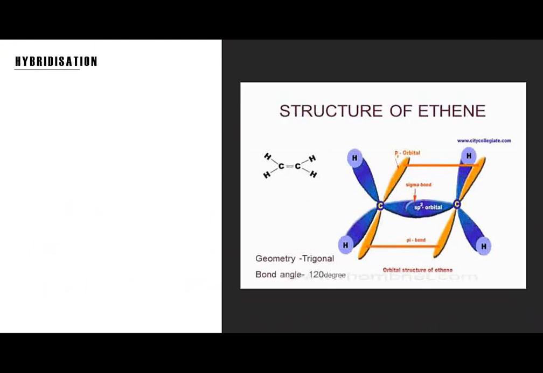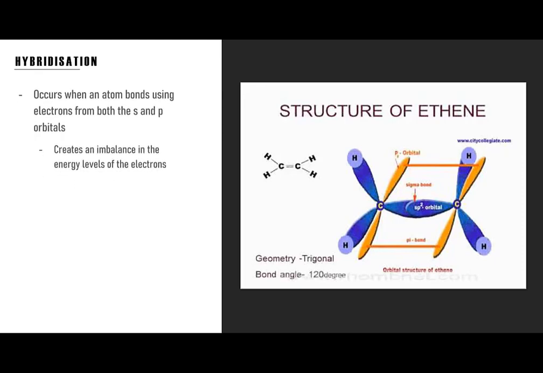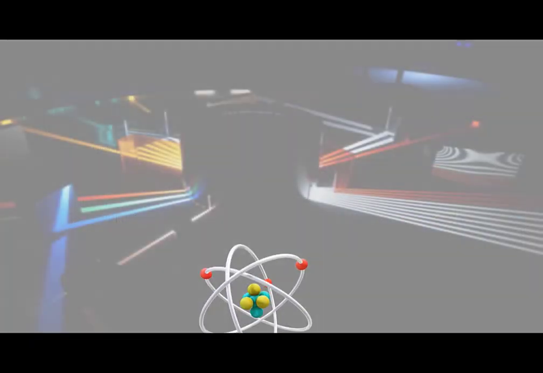Before we wrap up, here's a quick aside on hybridization. Why are molecules the shape that they are? For instance, why do we have tetrahedral-shaped molecules and not some other shape? How is it even possible for a molecule to have a triangular shape if the p orbitals aren't triangular? Hybridization occurs when an atom bonds using electrons from both the s and the p orbitals, which of course creates an imbalance in the energy levels of electrons. And this imbalance is one which the atom fights against. So to equalize the energy levels, the s and p orbitals combine to create a hybrid orbital. Once again, this is in our syllabus in the future, so you can look forward to that, I guess.